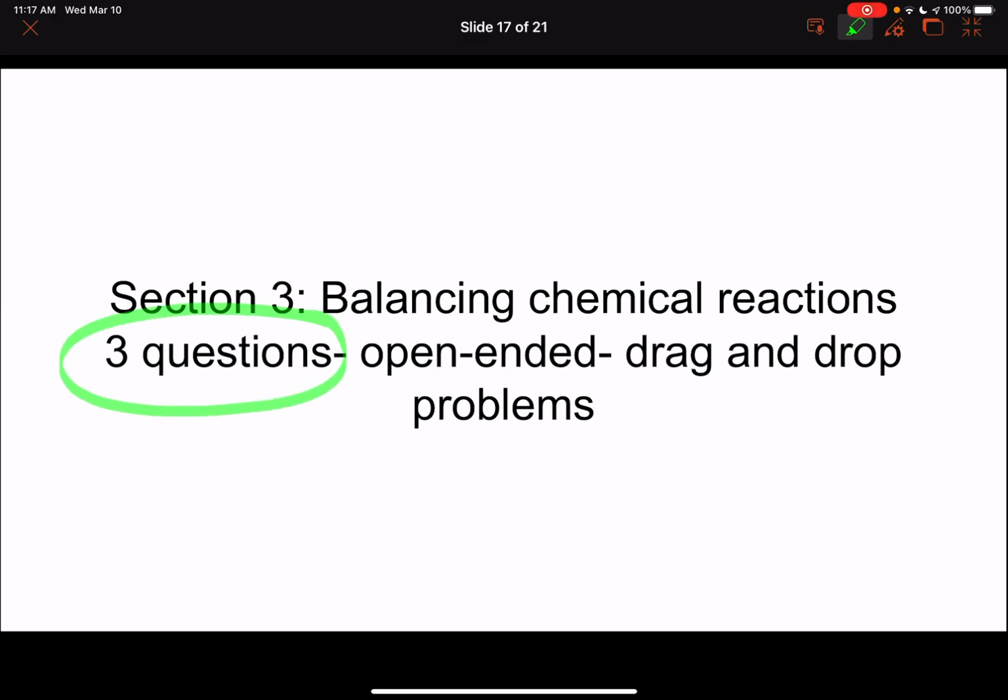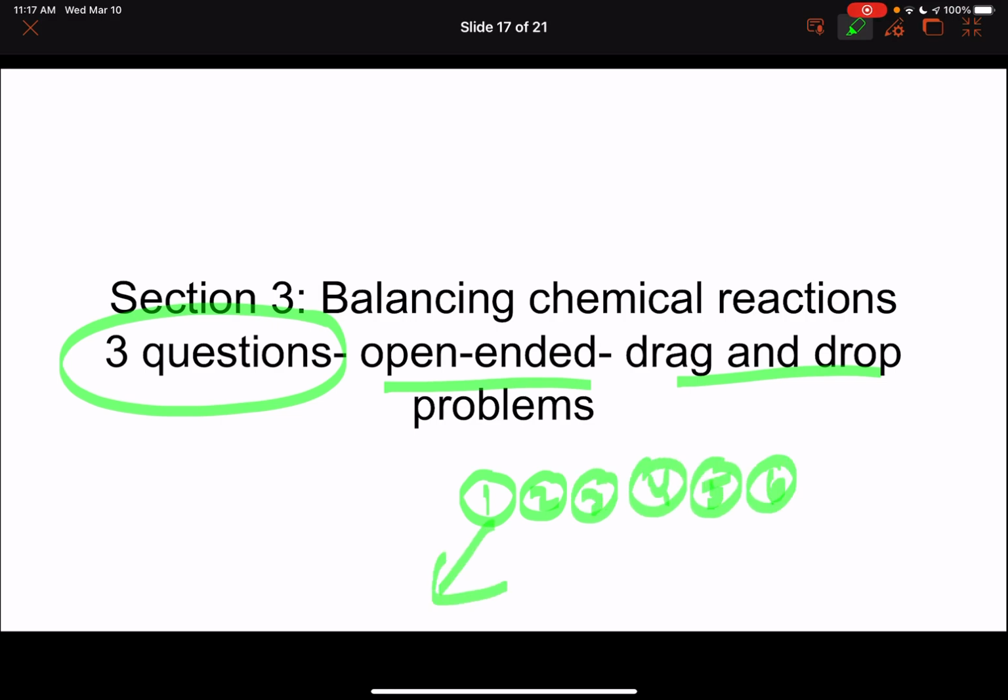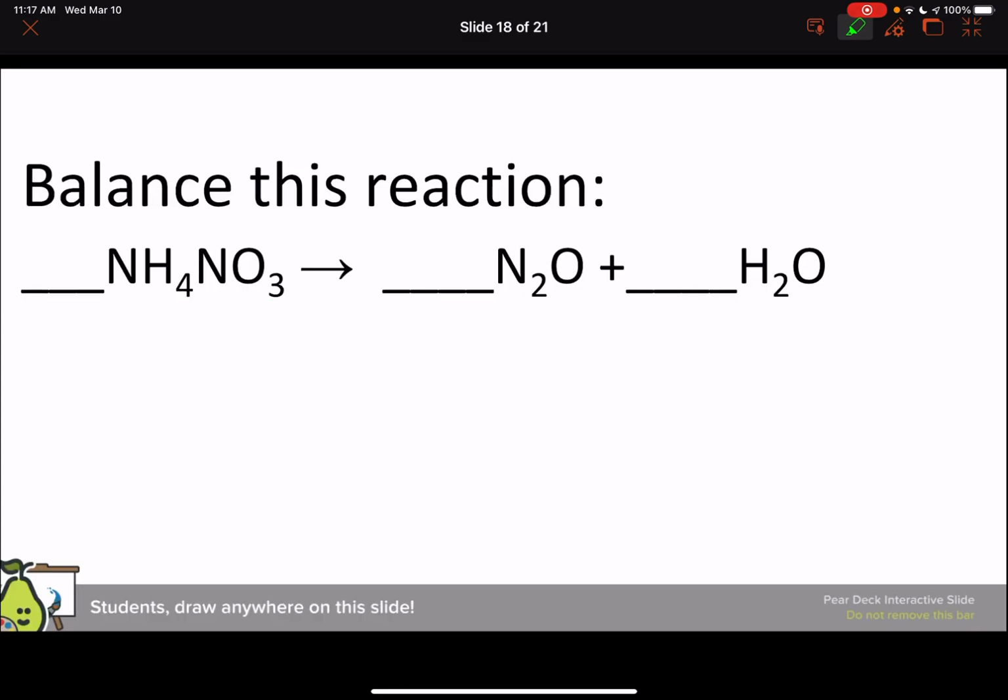There are 3 questions. They are open-ended, and you're going to drag and drop the numbers like we did last time. So you'll have 1 through 6, and you'll have to drag it to the coefficients if you need to show it. You do need to show 1 to get full credit. So for this first decomposition reaction, let's find our arrow and draw a line down.